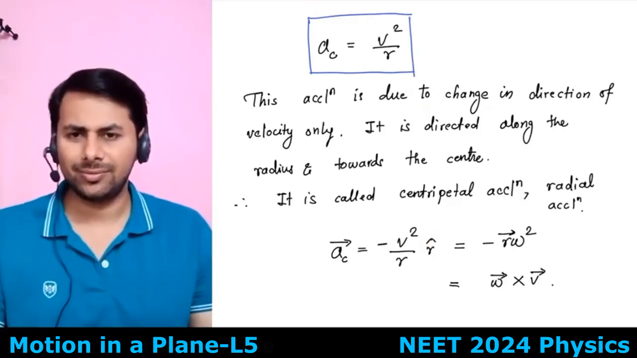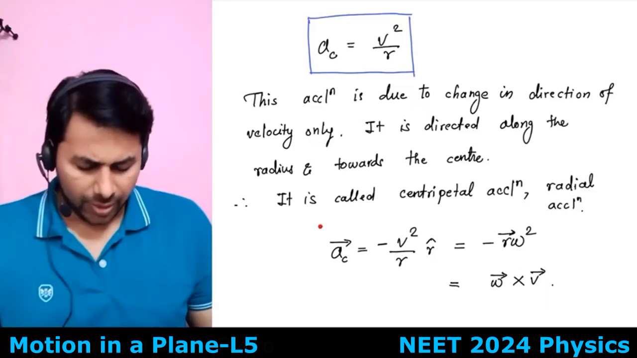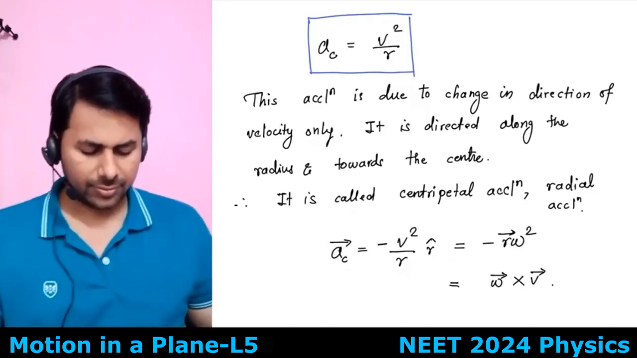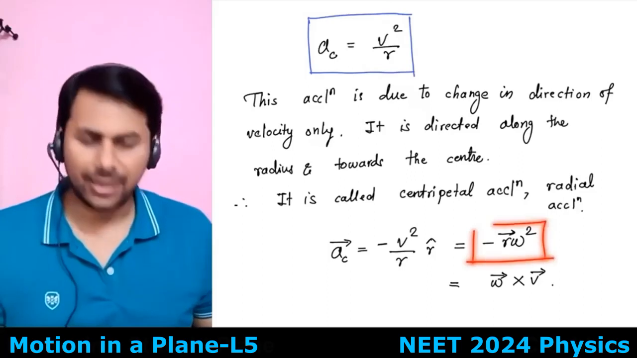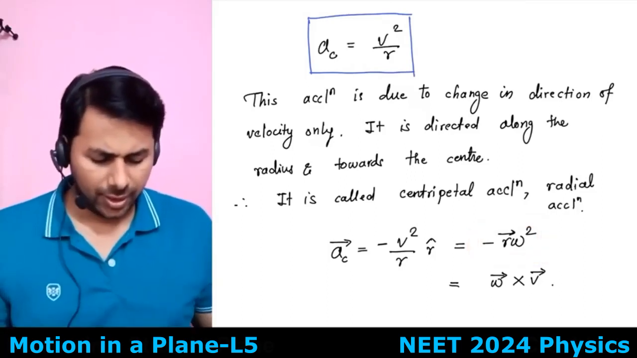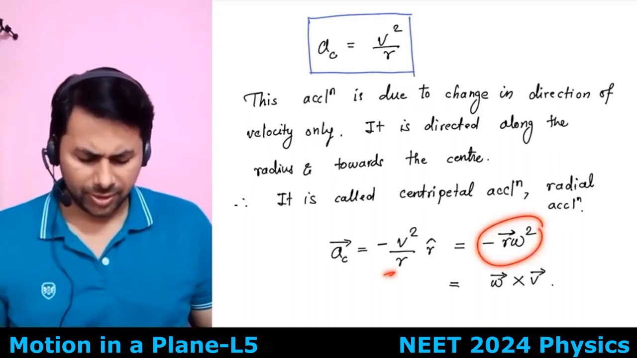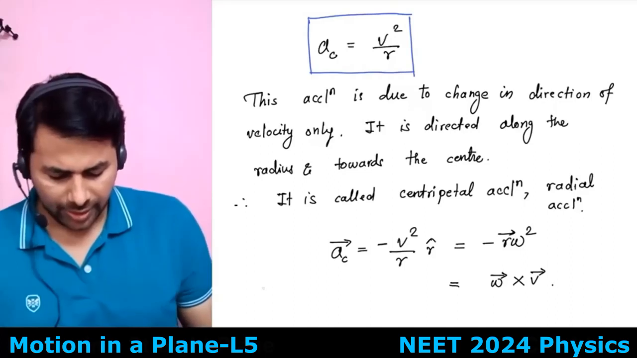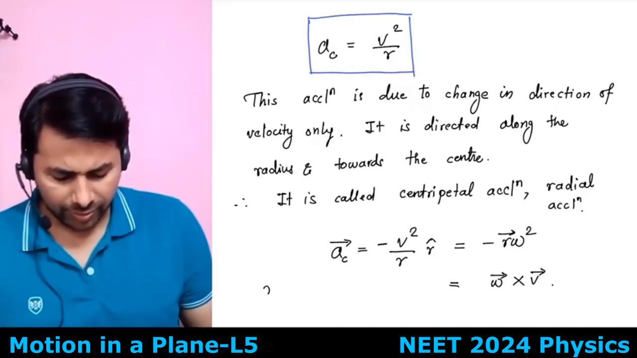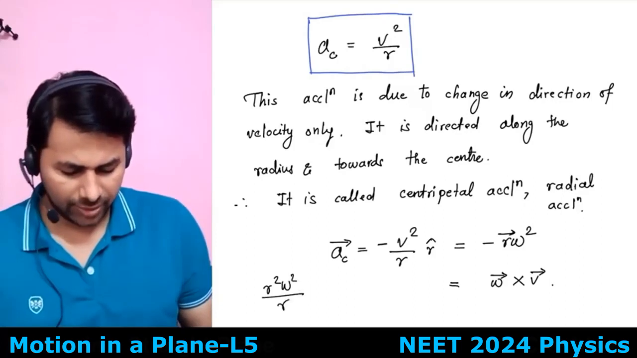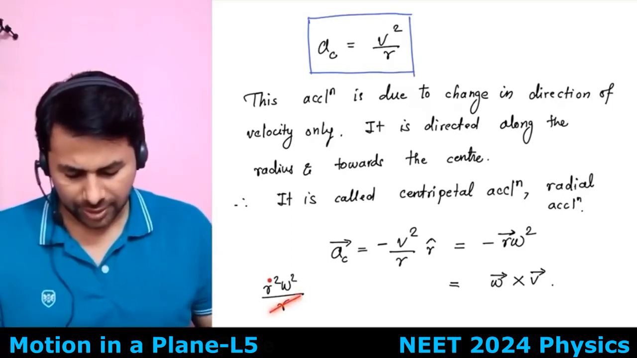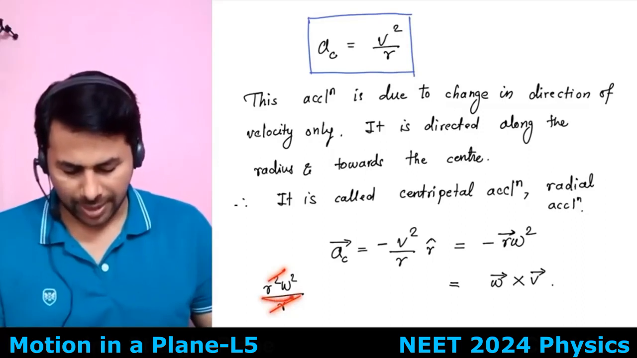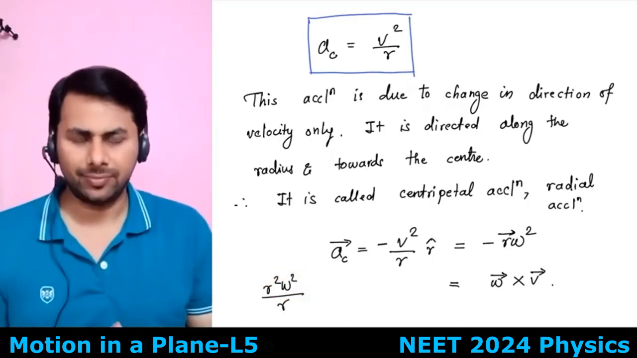Is this formula clear? So we have to remember this formula, as well as there would be another formula like this. We can get this one using this one. Just substitute v equals r omega in this one. So what do you get? V equals r times omega. V square will be r square omega square, and you have r in the denominator. This and this will get cancelled out. So in magnitude it is r omega square, right?